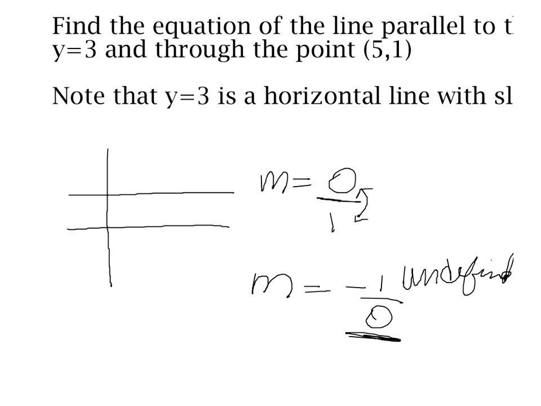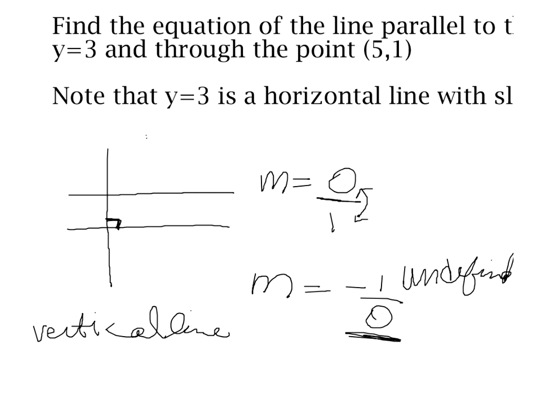So what kind of line has slope undefined? And the answer would be a vertical line. So, it's not hard to see that the x and y axes meet at right angles. So it's logical that a line parallel to the x-axis would have a perpendicular line parallel to the y-axis.